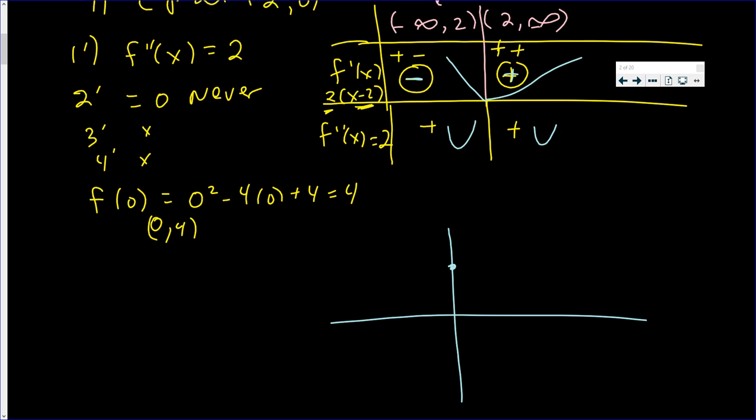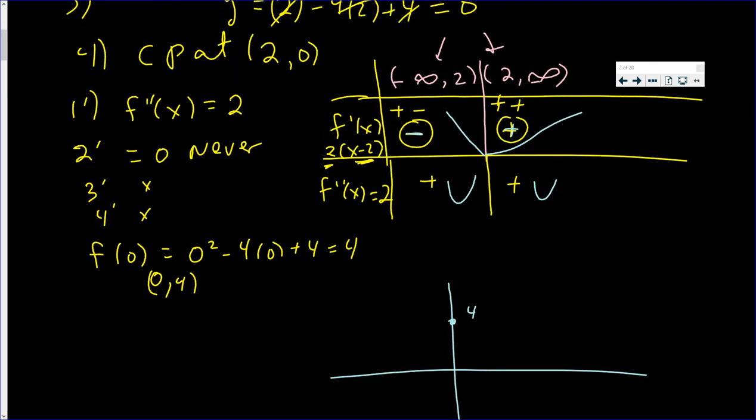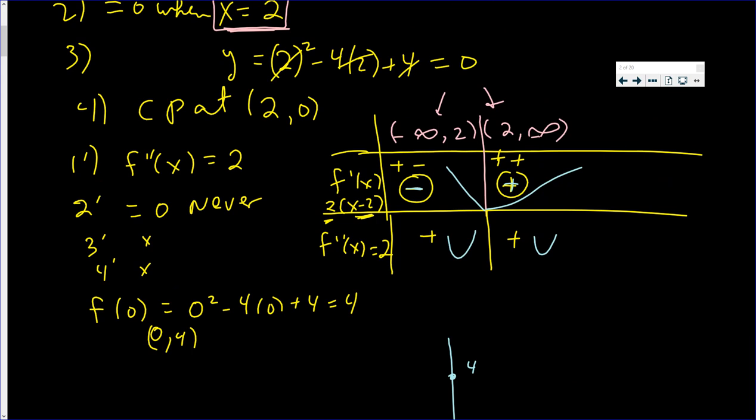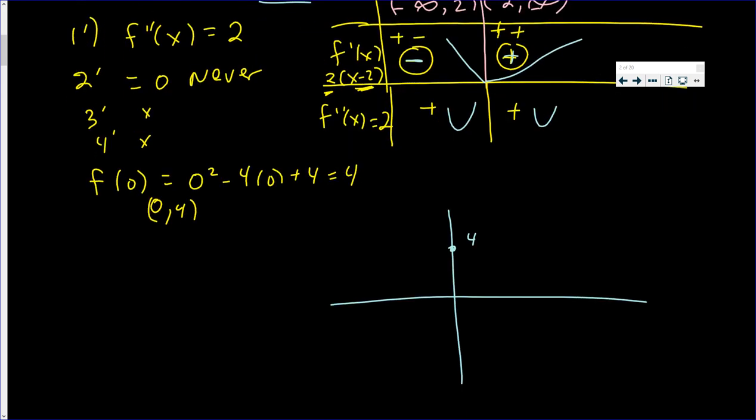(0, 4) came up, and when x was 2, how much was y? I think it was 4. No, when x is 2, y was 0. Okay, so when x is 2, y is 0.